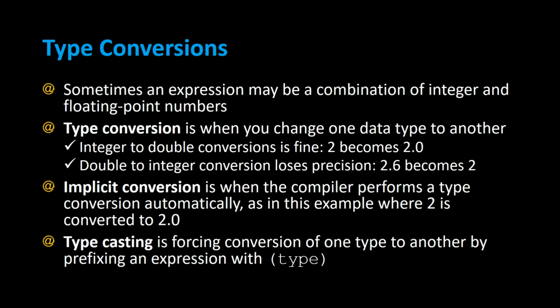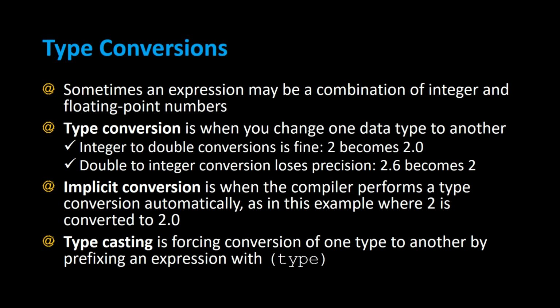Type conversions. Sometimes an expression may be a combination of integer and floating point numbers. Type conversion is when you change one data type to another. Integer to double conversion is fine, where 2 becomes 2.0. However, double to integer conversion loses precision because 2.6 will become 2. The decimal 0.6 will be truncated from that number.